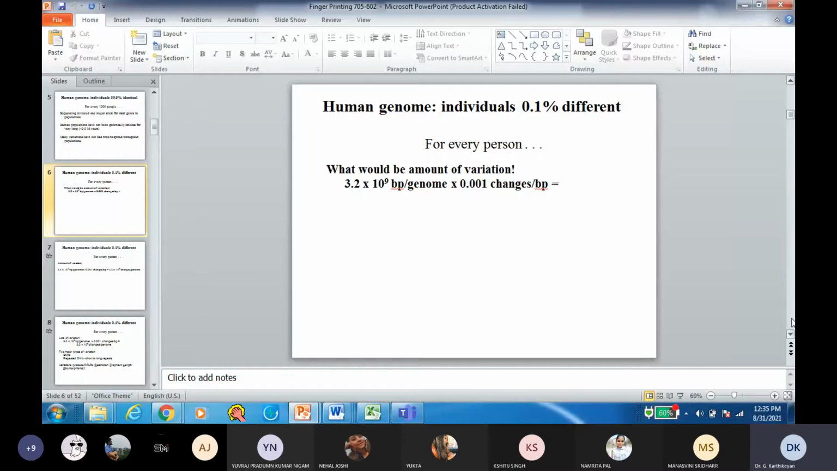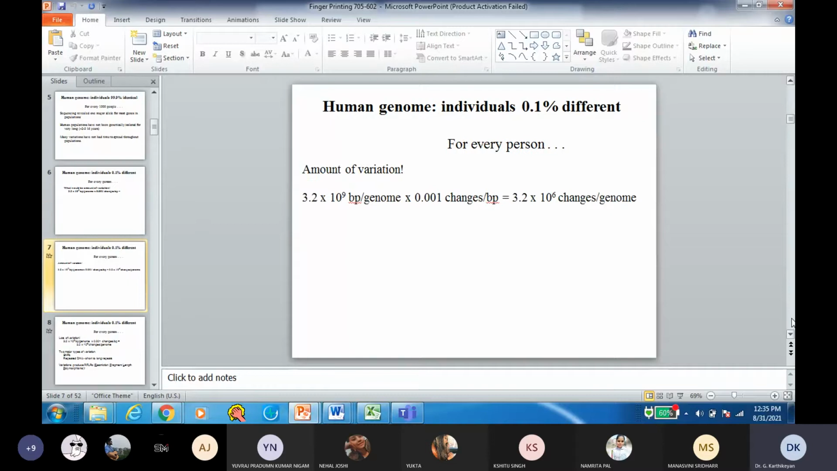Human genomes, as I said, any two individuals are 99.9% identical, which means the difference is only 0.1%. So what would be that amount of variation? Assuming that the human genome is 3.2 billion base pairs, 0.1% would be 0.1 divided by 100, which is equal to 0.001 changes per base pair, which in reality translates to 3.2 million changes per genome.